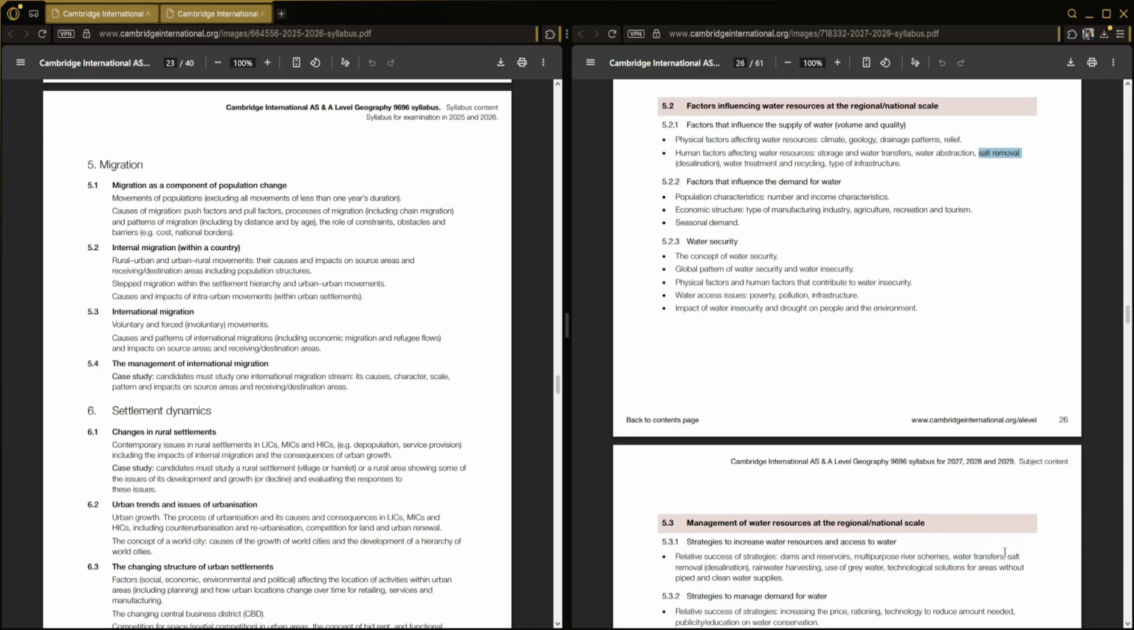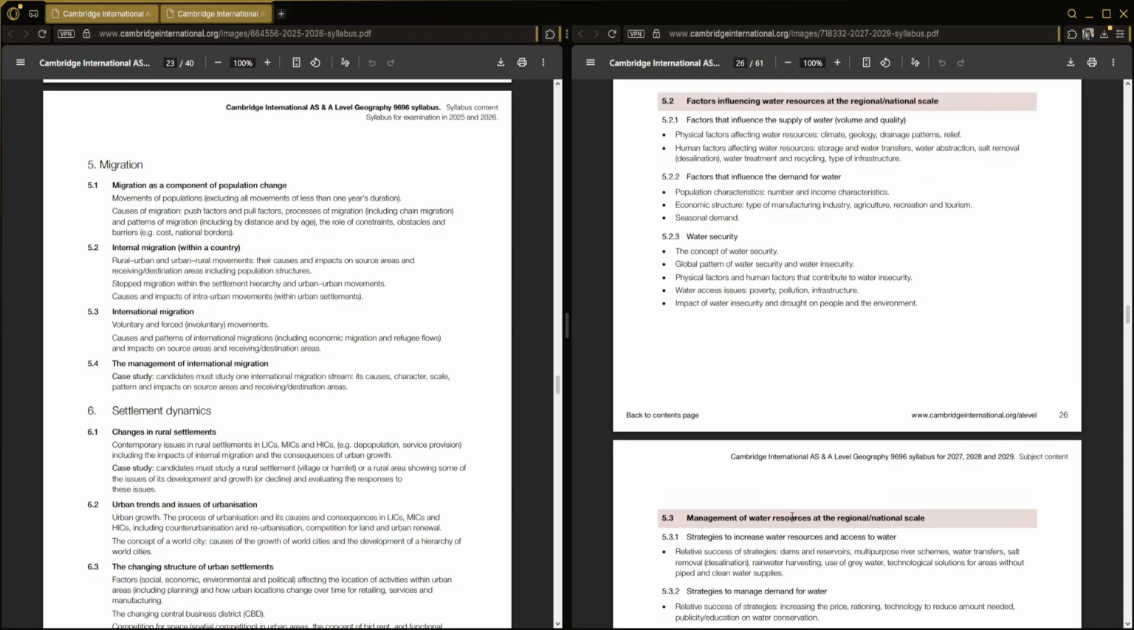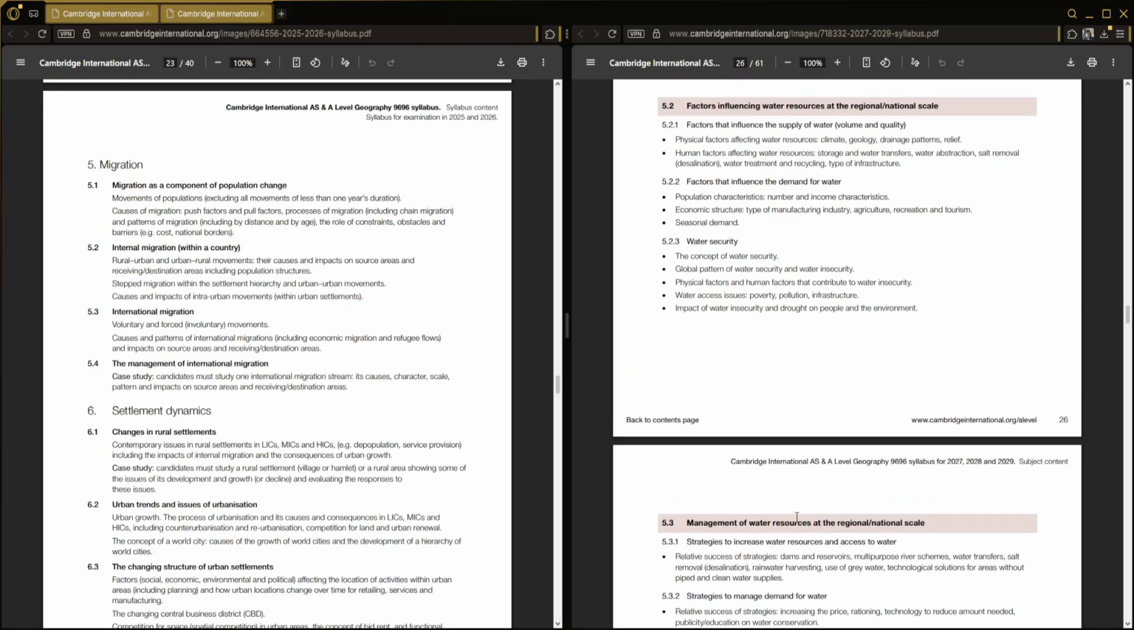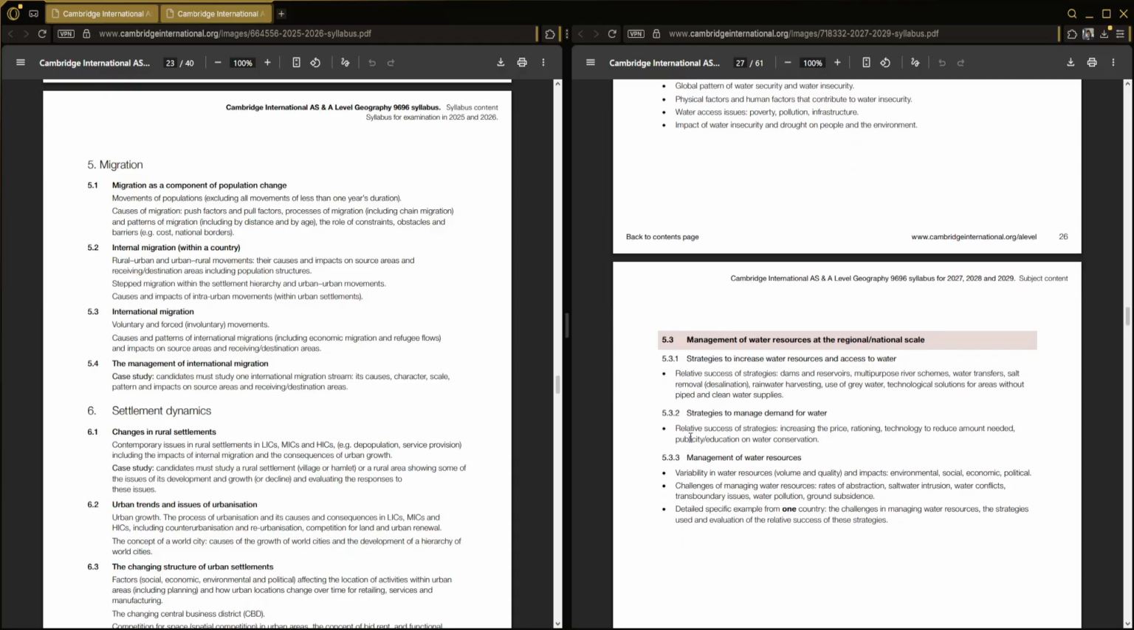Salt removal, desalination. Rainwater harvesting, that's water storage. Gray water, that's recycling water. And technological solutions for areas without piped and clean water supplies. This is something new, but again, it's not much. So as you can see here, very similar things. It's just kind of adding on to what you already know. So the amount of content that you have to study for this water topic is not that much, to be honest.